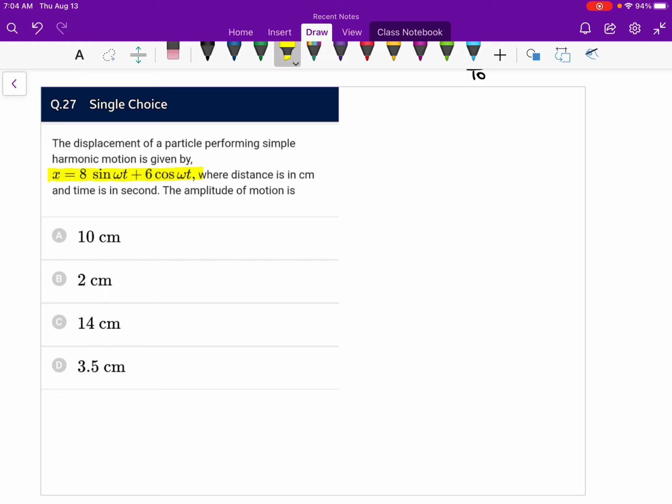The displacement of a particle is given, what is the amplitude of the motion? So this is a sine omega t plus b cos omega t. So we know amplitude is under root of a square plus b square if the function is x equals a sine omega t plus b cos omega t. So under root of a square plus b square, that is 10 centimeter. So A is the correct option.